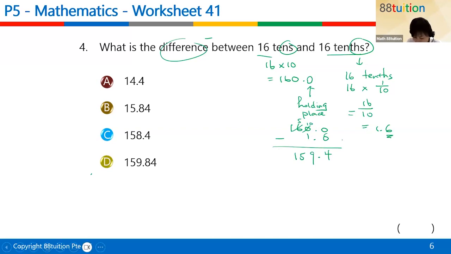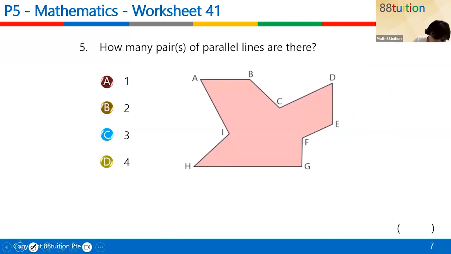Sorry, I put the 1.6 correctly, right? Should be 158 because I regroup this. Okay, 158.4. 158.4. So far, okay, this shouldn't be a problem.